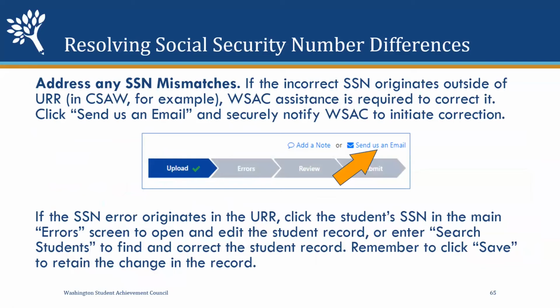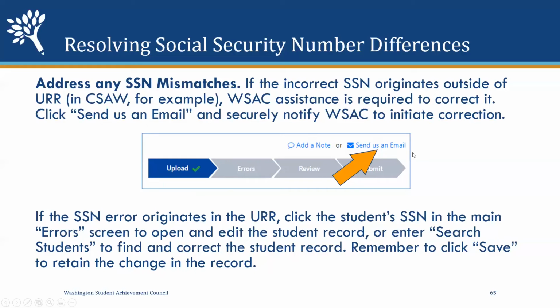In terms of resolving any Social Security number differences, there are two situations, and the resolution of those are different. If the incorrect Social Security number originates outside of the unit record, perhaps in Seesaw or in the obligation tracker for the teacher and National Guard grant programs, you do need WSAC assistance to correct it.